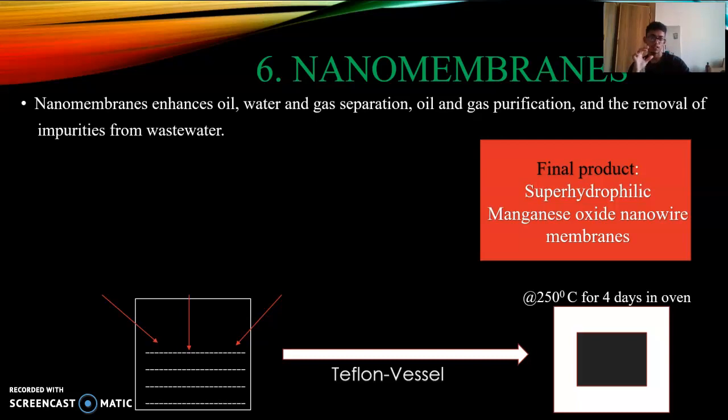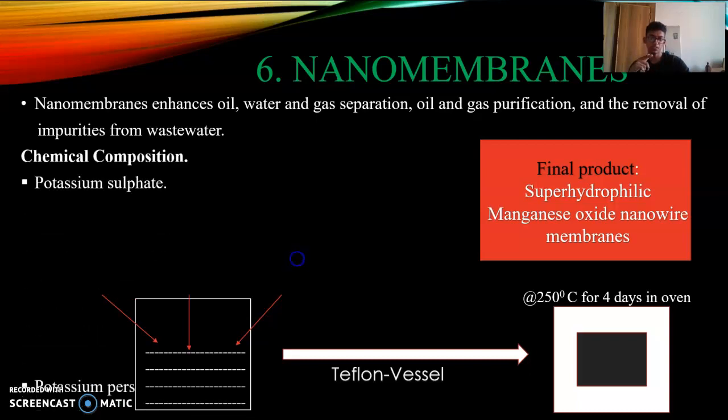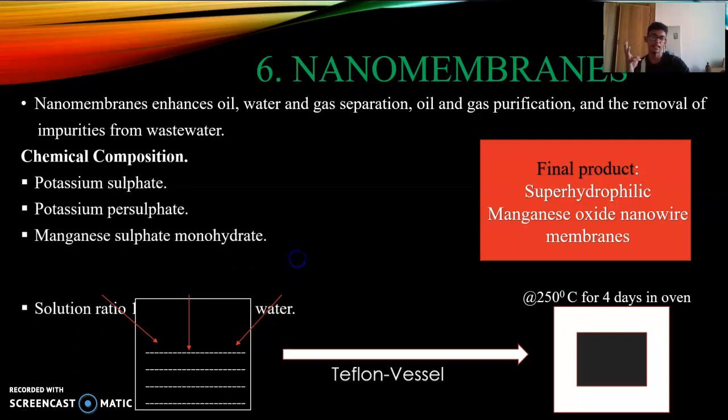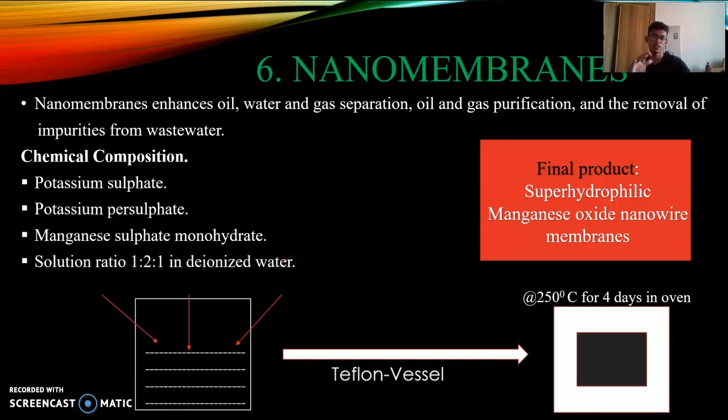Now we'll see an example of a nanomembrane. For that, we need potassium sulfate, potassium persulfate, and manganese sulfate monohydrate, which these three chemicals are mixed in deionized water in the ratio of 1 is to 2 is to 1. When we add these three chemicals in deionized water and transfer it to an oven at 250 degrees Celsius for 4 days, then we get the final product, a super hydrophilic manganese oxide nanowire membrane.